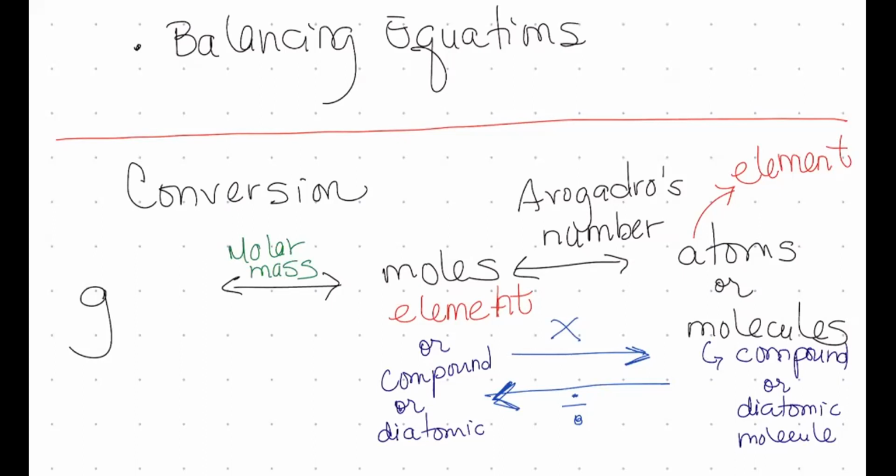My transition between grams of something and moles of something, regardless of what it is, uses the molar mass of that. If I'm given grams of an element and I need to transition to moles of that same element, molar mass is the way I get there. If I'm given grams of a compound and I need to find moles of that compound, then again I use the molar mass of the compound or the diatomic.